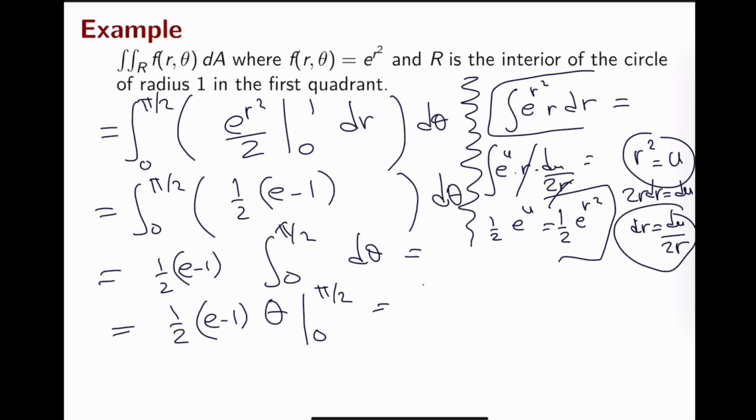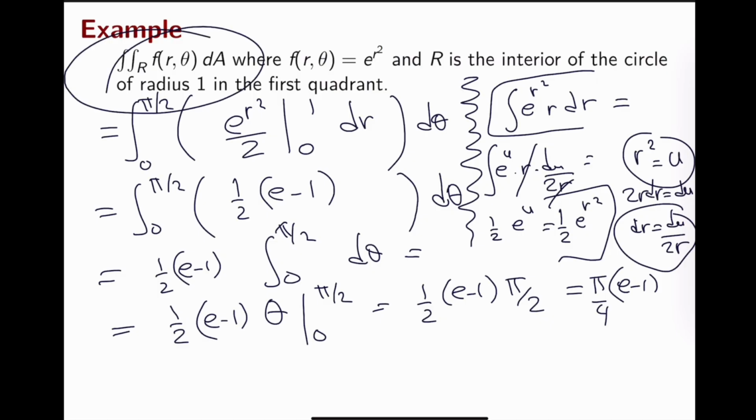And so this is 1/2 e minus 1 theta evaluated between 0 and pi over 2. And so this one is 1/2 e minus 1 pi half minus 0. And so the final answer is pi over 4 e minus 1. So this is then the double integral of this function.